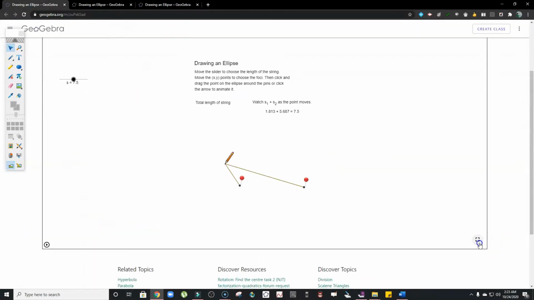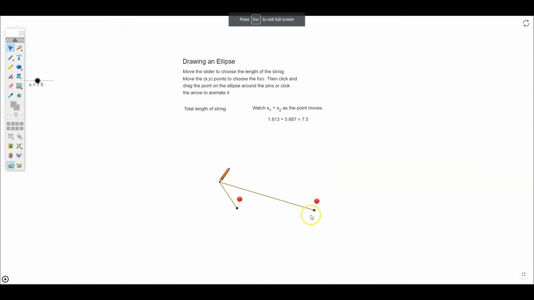Now, imagine these points are push pins. And then, I'm going to attach a string to the tip of the pencil. See that? The length of this string is 1.8 while the length of this string is 5.7, for a total of 7.5. Again, that 7.5 is the sum of the length of the strings.